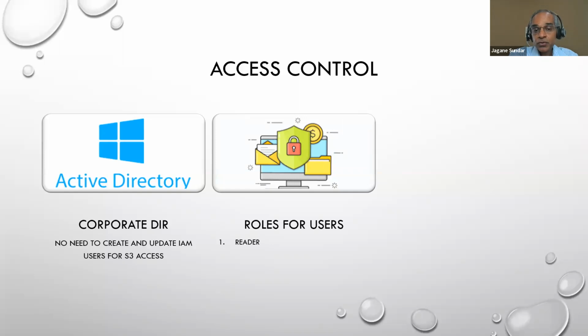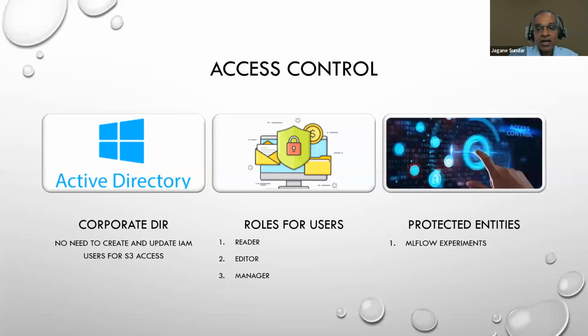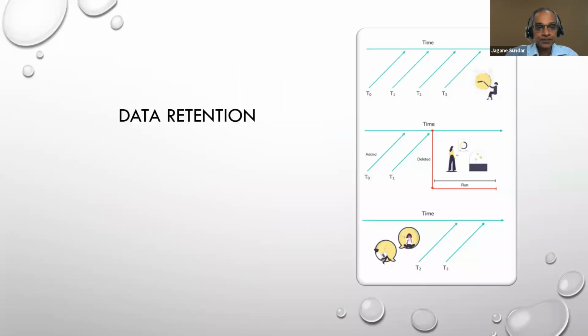The roles that we support for users are reader, editor, and manager. And these roles' permissions are applied to the protected entities, MLflow experiments and MLflow models. This is a very interesting concept, because one of the things that people must pay attention to is that access to models must also be restricted and managed. In case there is some way to reverse engineer a model and infer something about the data that was used for training, it's very important to ensure that models are also access controlled.